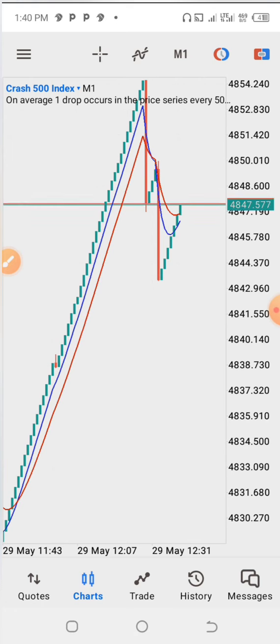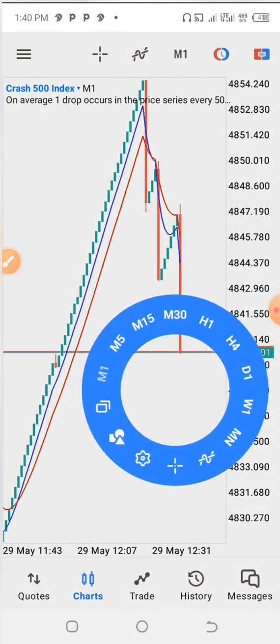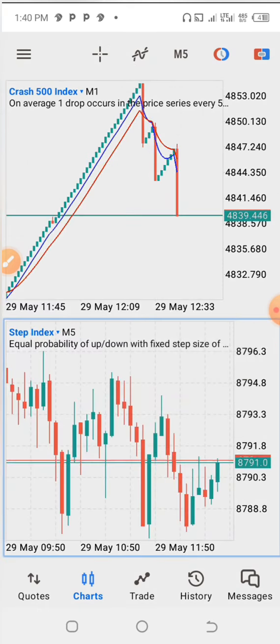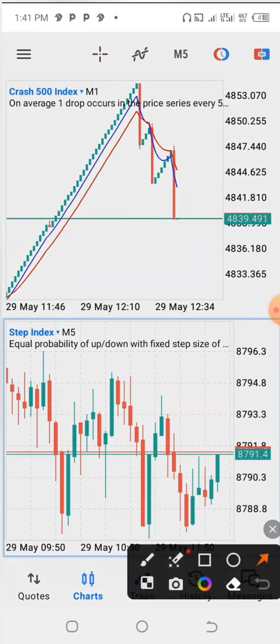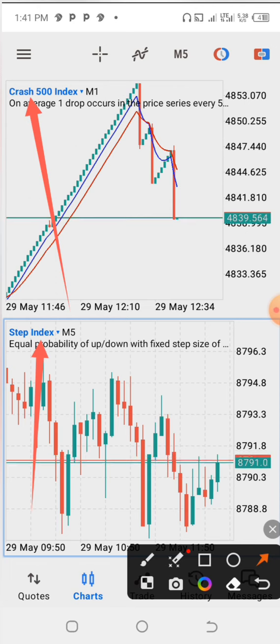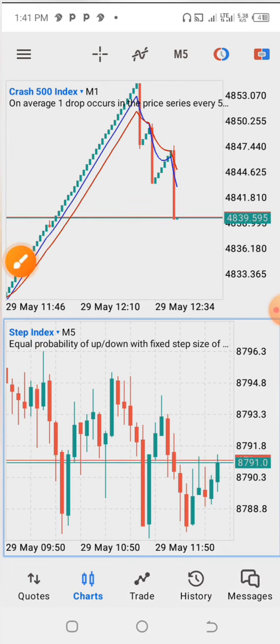This is Crash 1000, Crash 500, and you touch and have something like this. This one now is Step Index. You can have this one here. Look at this. You can have this one as Crash 1000, as Crash 500, and also have Crash 500 below it, so that you'll be using two of them to be monitoring the market.